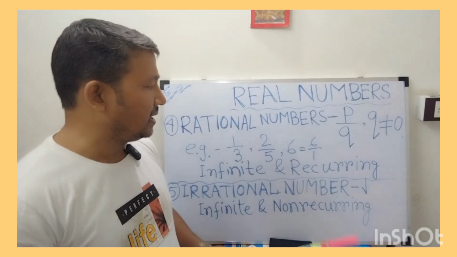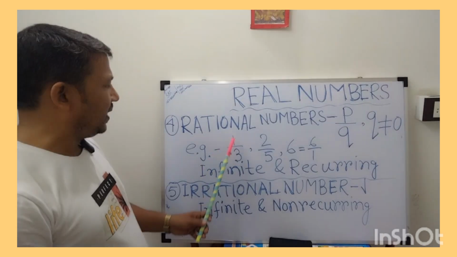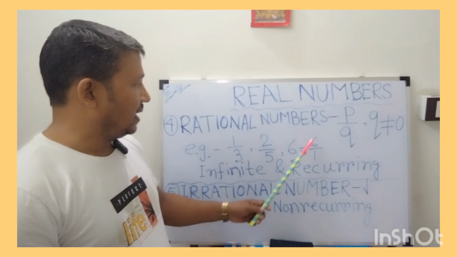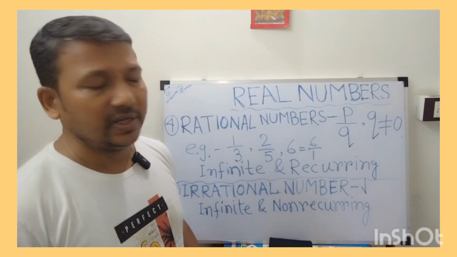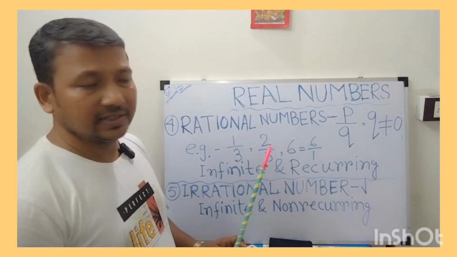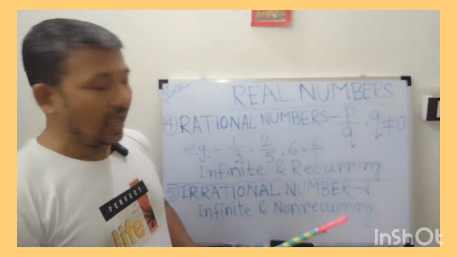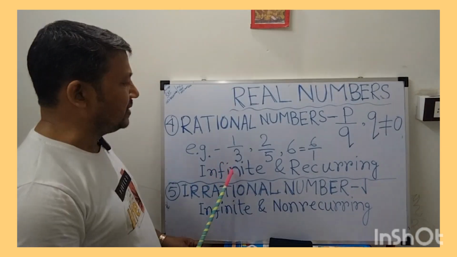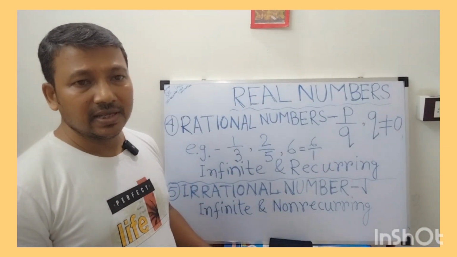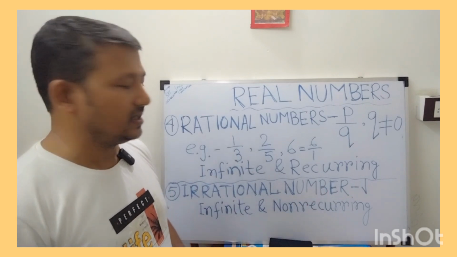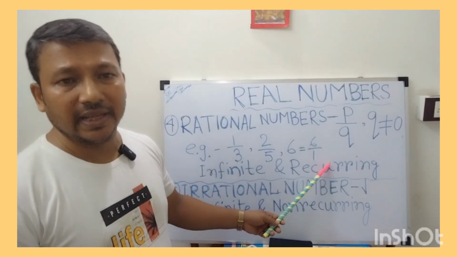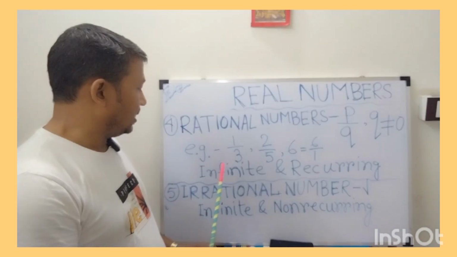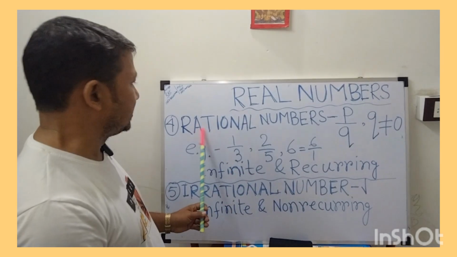For example, 1 by 3, 2 by 5, 6, that is 6 by 1, because every number has a 1 as its denominator. So these are examples of rational numbers. And to remember in a very short way, we can say that rational numbers are infinite and recurring. That is, their decimal expansions are infinite and recurring. So the numbers whose decimal expansions are infinite and recurring are rational numbers.